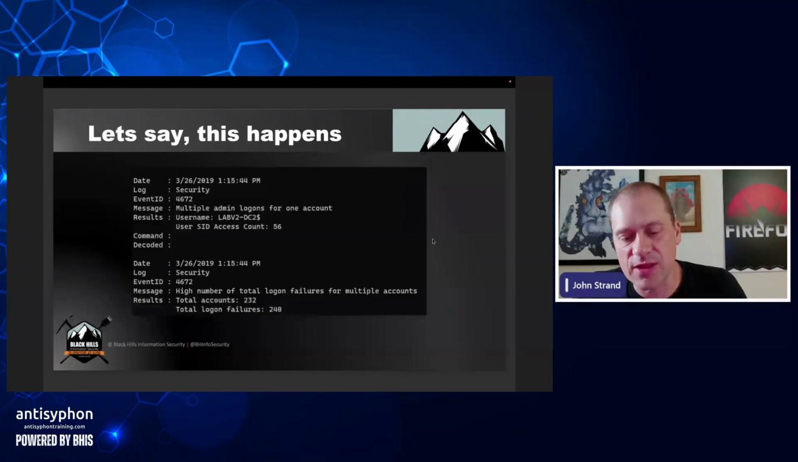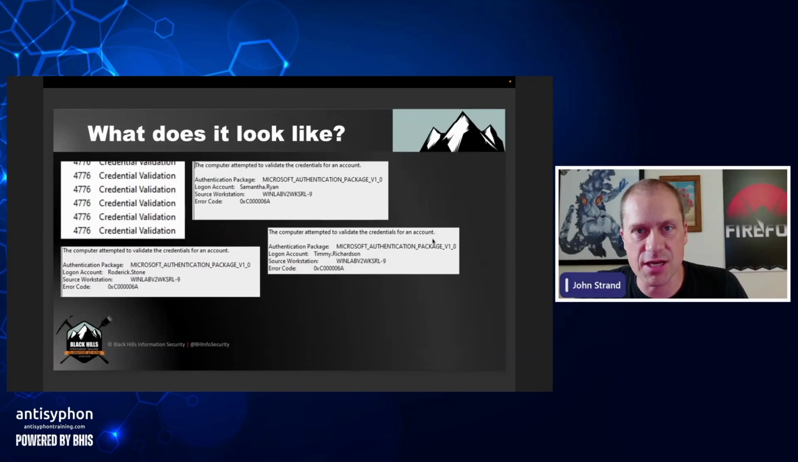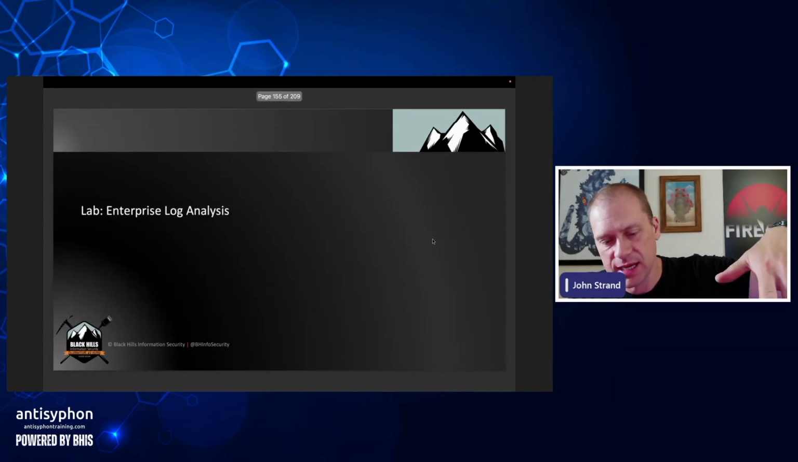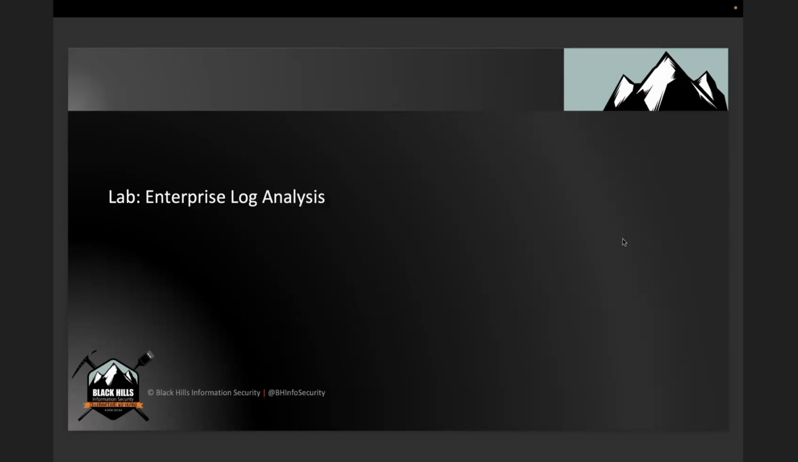So let's say that something like this happens. This is kind of hearkening back to a lab that we've already done. You have somebody that's logging into 232 accounts. We need to investigate that. We can jump in and we can see which workstation is authenticating to every single one of those other workstations as well. And we already did enterprise log analysis, so we're good there.